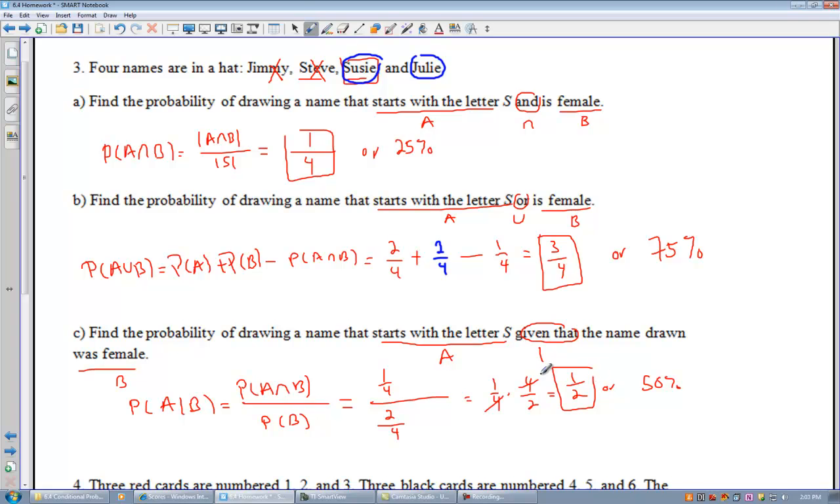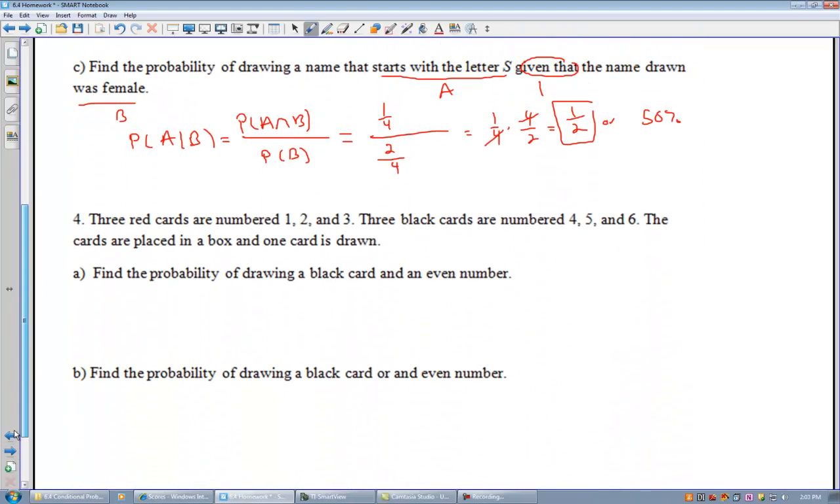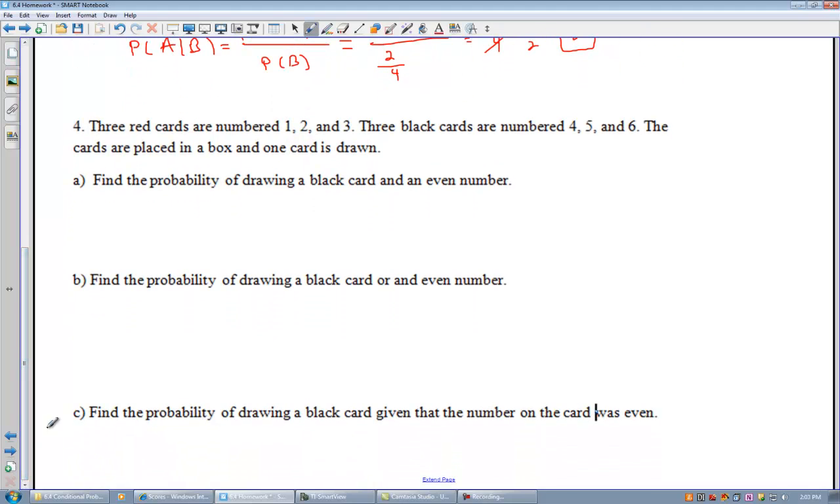All right. So let's go to the next one here, the very last one. And now we have 3 red cards numbered 1, 2, and 3. So let's draw a picture here. Let's draw some red cards. Right, so here's my red cards: 1, 2, and 3. And 3 black cards.